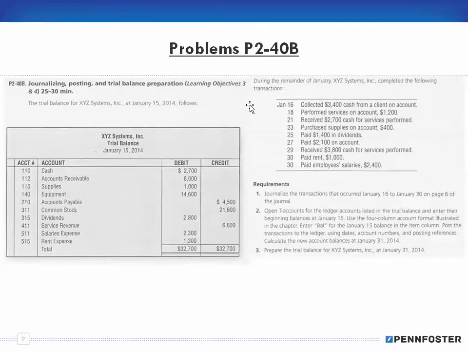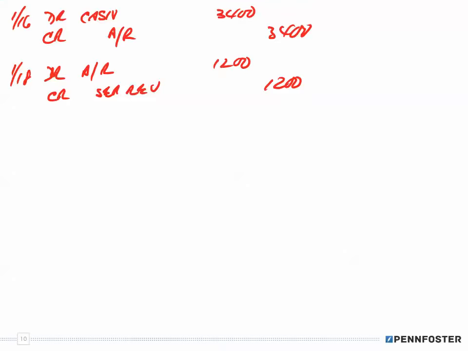Received $2,700 cash for services performed. Whoops, the date is the 21st. So 1/21, I received cash for services performed in the amount of $2,700. So my credit to service revenue is $2,700.